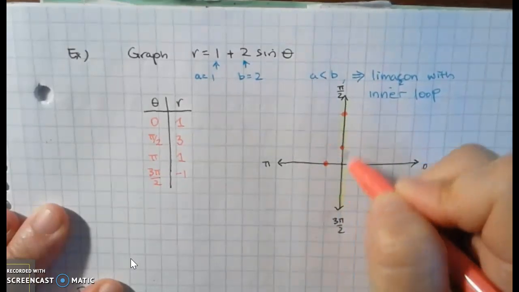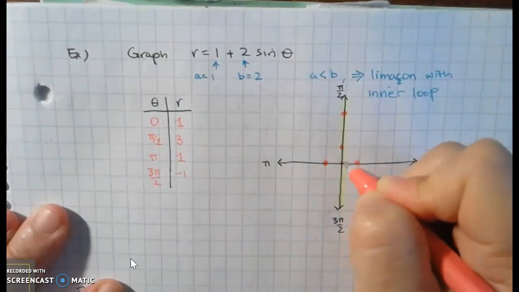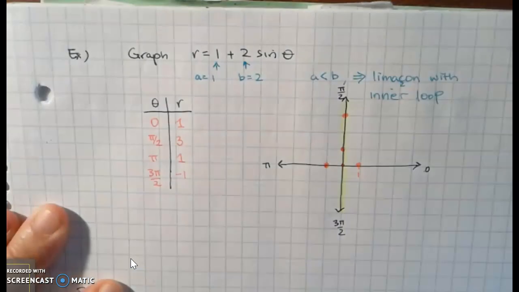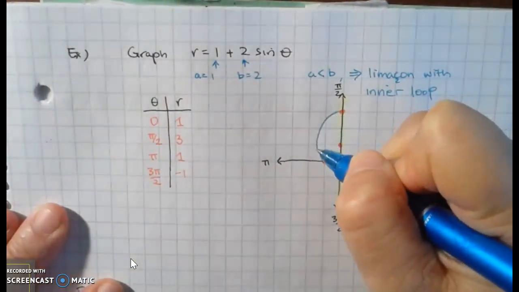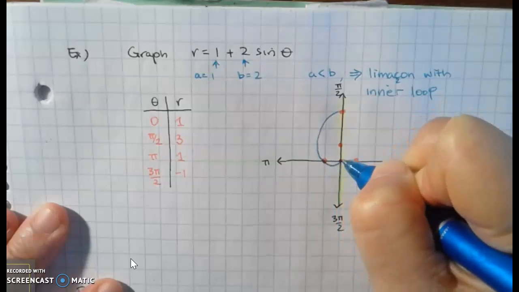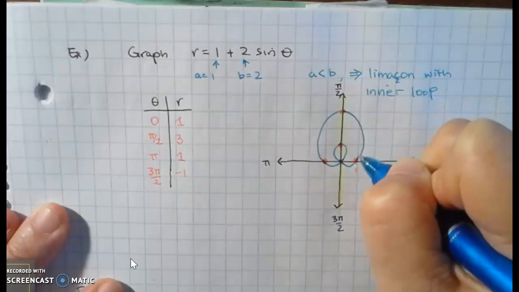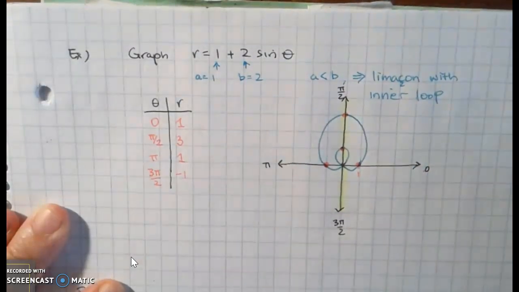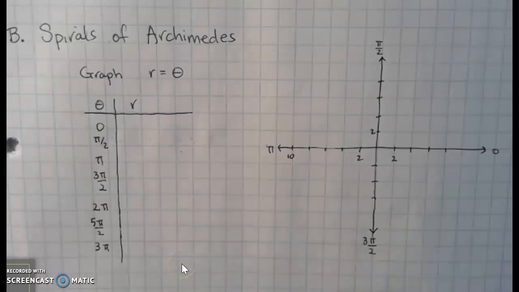Remember, a limaçon with the inner loop always goes through 0 as well, right? So that's how it makes the loop. So it's going to look something like this. All right, that's all about limaçons.